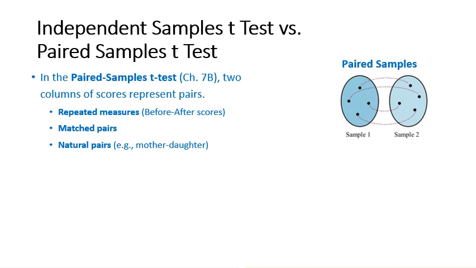Each individual in sample 1 in that first column of scores was directly paired to one individual in the second pair. So they had something going on. Either it was the same person with two scores, or it was these pairs that were matched one-to-one between the two columns.